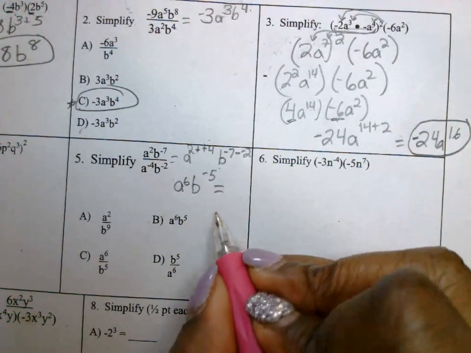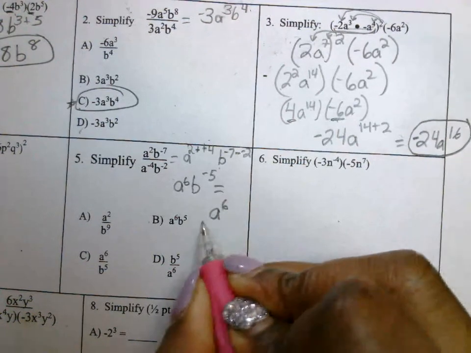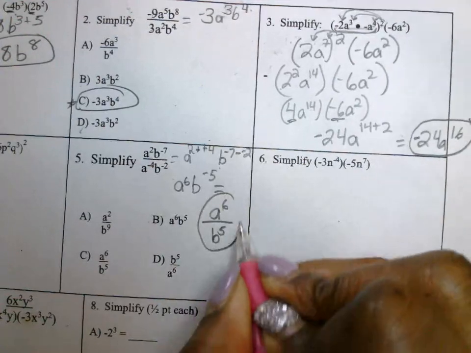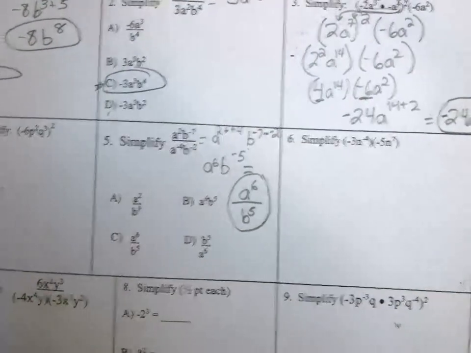Put B at the bottom. Very good. So this is going to be A to the what power? Divided by B to the 5th. Very good, Jordan. B. That's B. Okay.